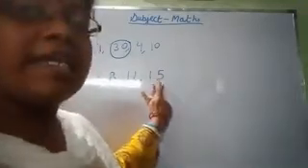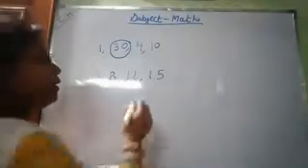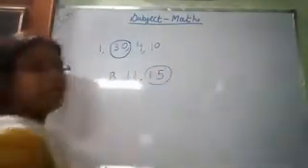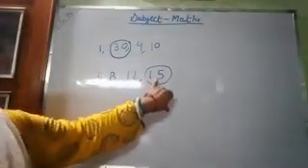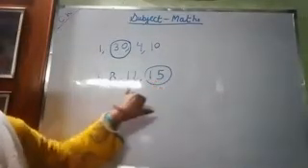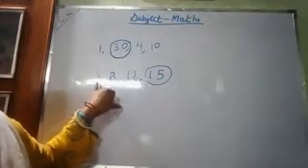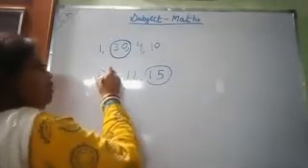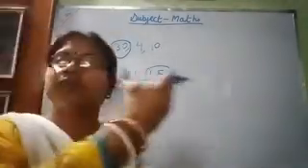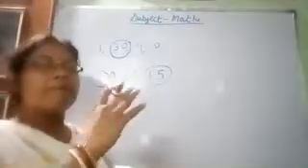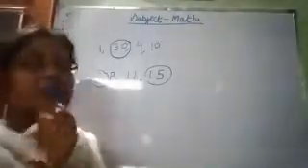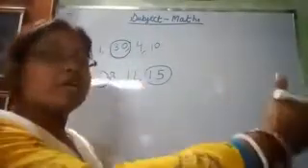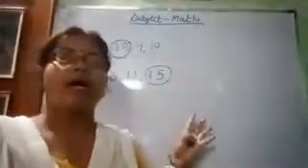And 15 is the bigger number here. 15 is the bigger number and 5 is the smaller number. Always remember, in forward counting, as we go forward, the number becomes smaller and smaller. No, it's wrong. As we go forward, the number becomes bigger.